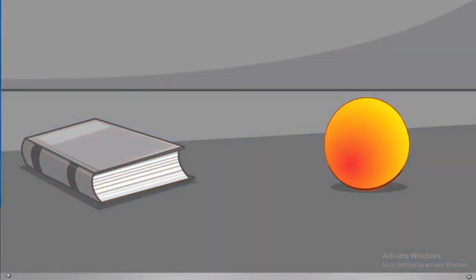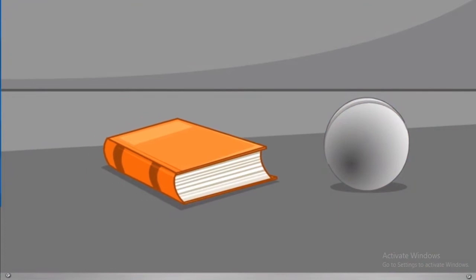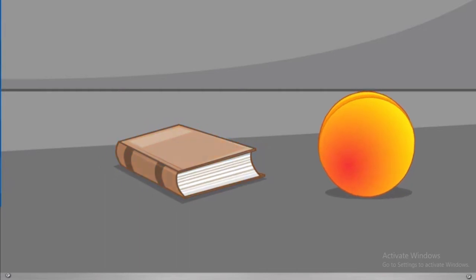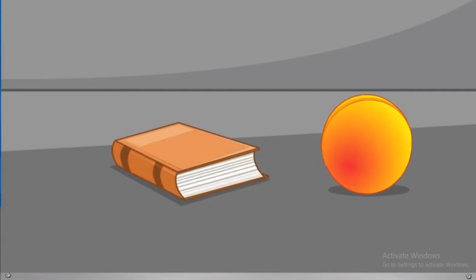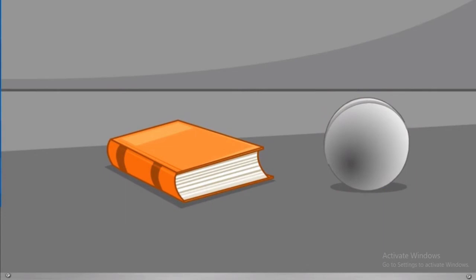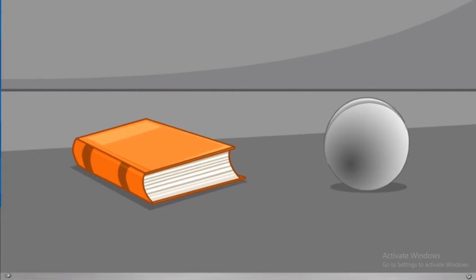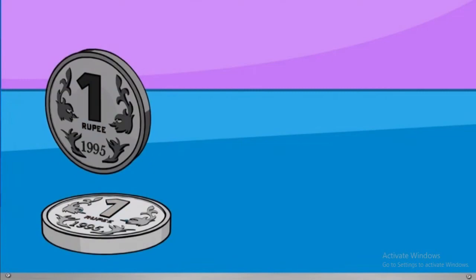But why does a ball roll and a book slide? It is because they are in different shapes and have different outlines. A ball is in a sphere shape, which has no corners. It rolls smoothly. But a book is in a rectangle shape. It has 4 corners. These corners do not let the book to roll. Instead, the book slides. There are few objects such as coins that can both roll and slide.